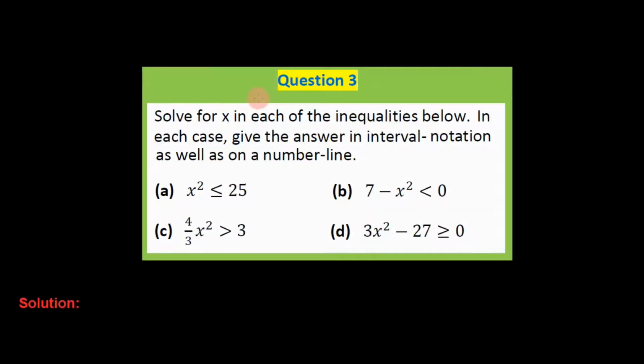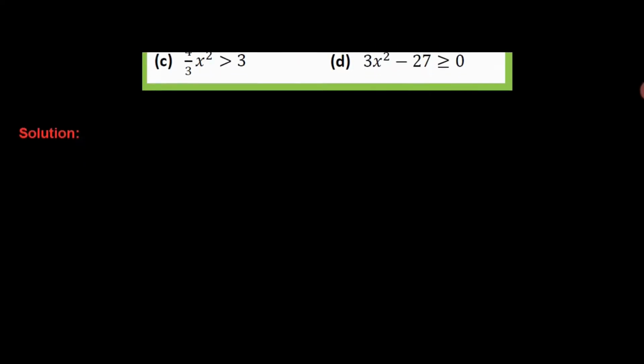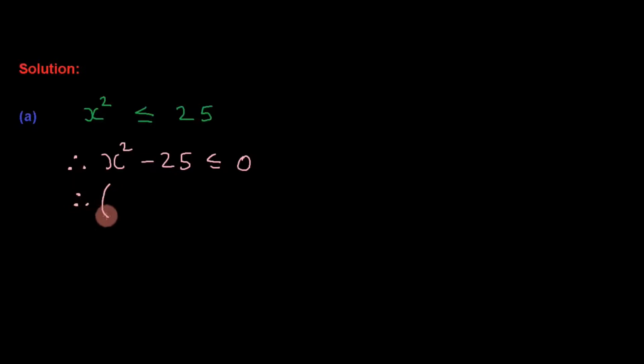Let's look at your answers to this question. So in the first one, we have x squared is less than or equal to 25. We can start by bringing the 25 to the left-hand side. Now we have a difference of squares on the left-hand side. So we can factorize. We can draw a parabola, so a rough sketch.